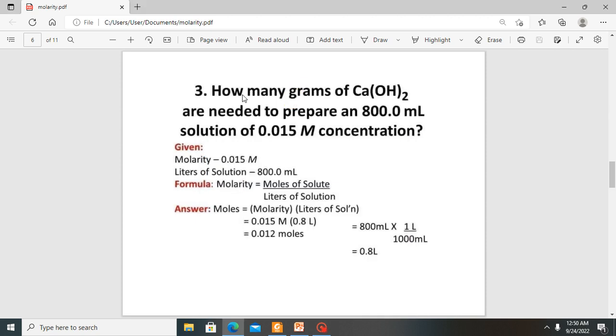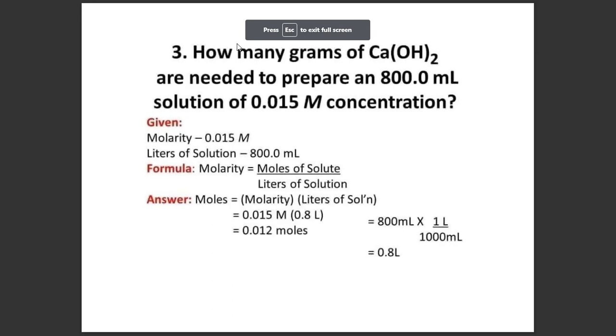So this question asks how many grams of calcium hydroxide are needed to prepare this volume of a solution of this molarity. So here you have to find the grams, that is the mass of the calcium hydroxide in this 0.15 molar concentration solution. First, you find the number of moles using the molarity and the volume. Then you use the resulting moles to find the grams using the molar mass.